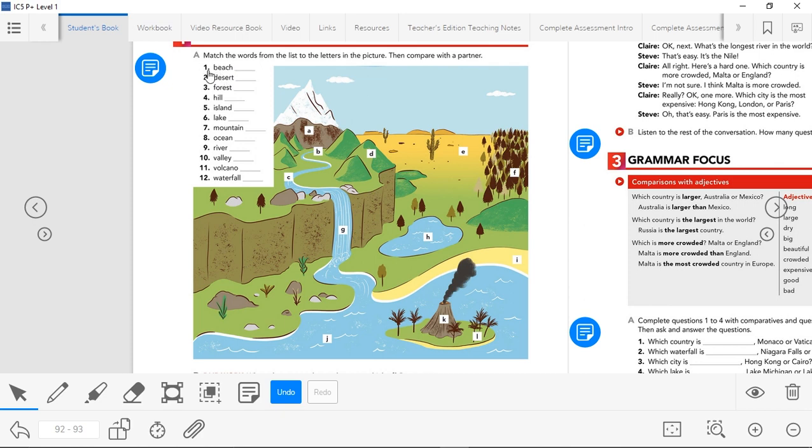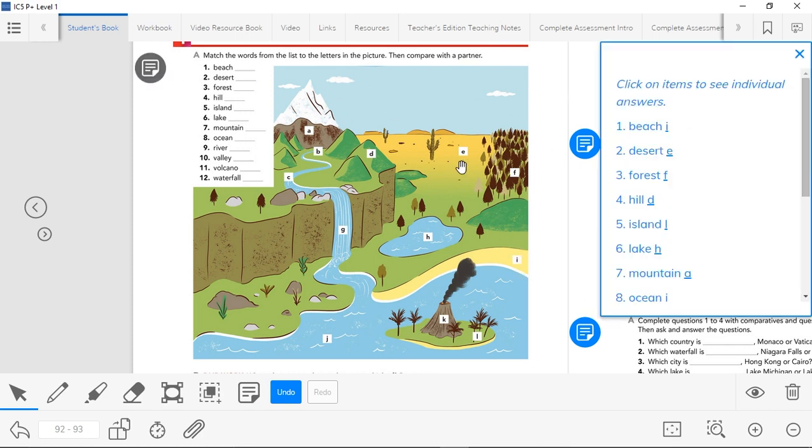Okay, for example, what is the beach? Oh, the beach is here, this is I. Okay, so take your time, and when you finish, we're going to check the answers. You finished? Let's check. Well, the beach, as I said, is I. The desert is E, right here. The forest is F, it's here. The hill is D, right here. The island is L, this one. Or is that I? Well, it's L for me. No, it's L. Yeah, it's L.